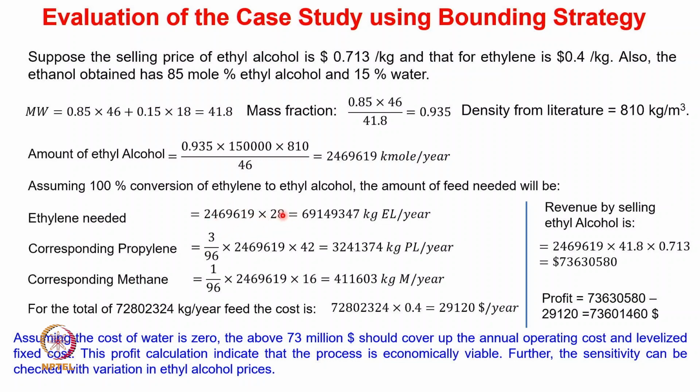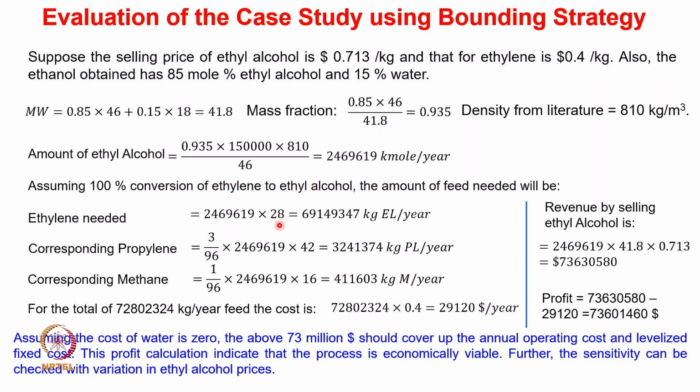So after multiplying the molecular weight, we get the amount of ethylene required, which is 6,91,49,347 kg of ethylene per year. Once we have obtained this, remember this ethylene feed has only 96% ethylene, and the remaining is 3% propylene and 1% methane. So we can calculate the amount of propylene required and the methane required, and that comes out to be 32,41,374 kilogram of propylene per year, and 4,11,603 kilogram of methane per year.